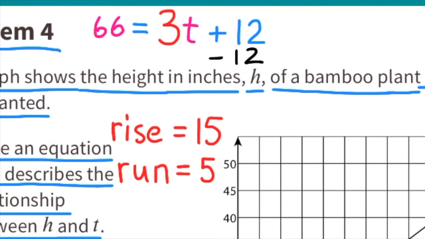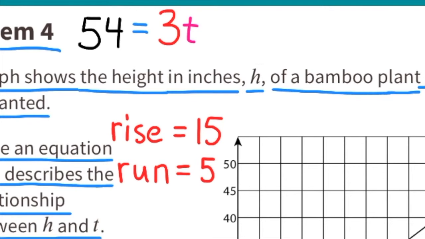To solve for t, we have to take away 12 from both sides. 12 minus 12 is 0, and 66 minus 12 is 54. So now the equation reads 54 equals 3 times t. To make the t just 1 t, we have to divide by 3. Since we've divided the time by 3, we need to divide the inches by 3. So 3 divided by 3 is 1, and 54 divided by 3 is 18.